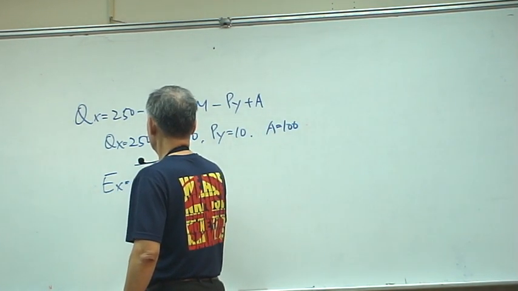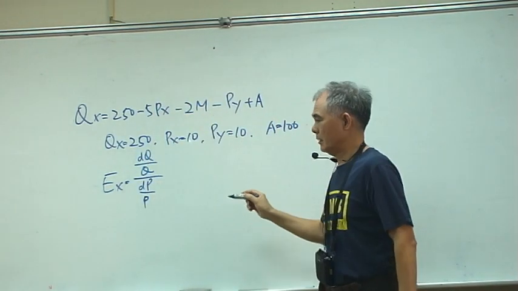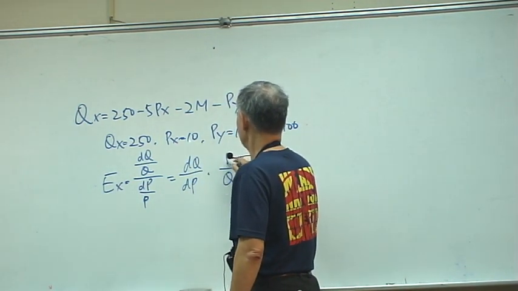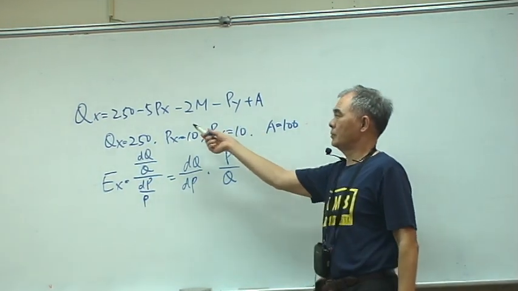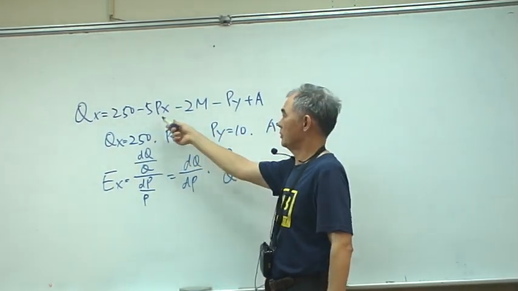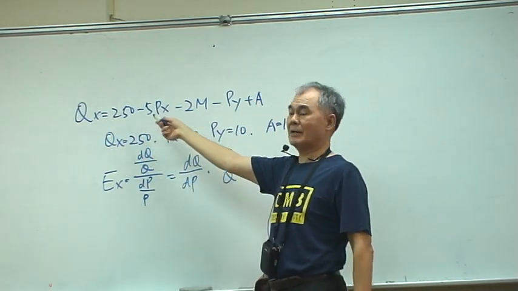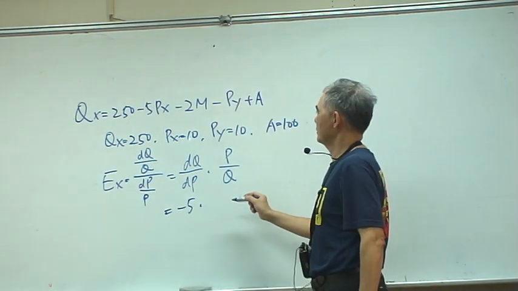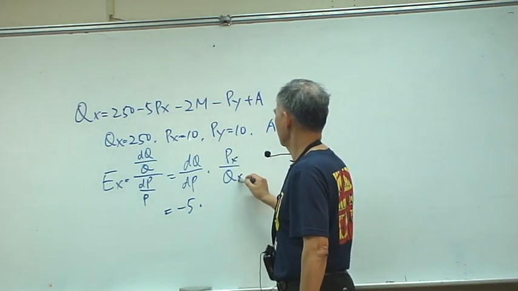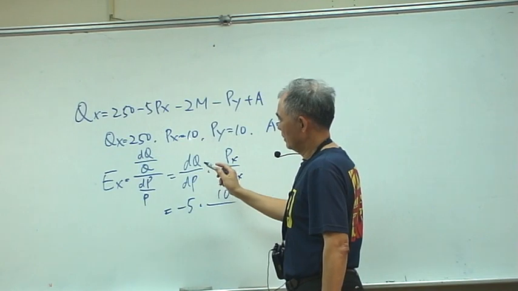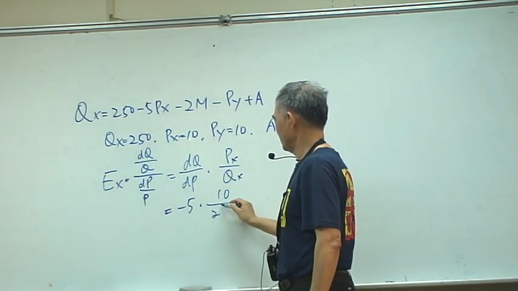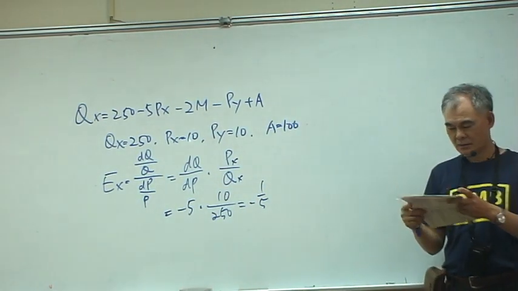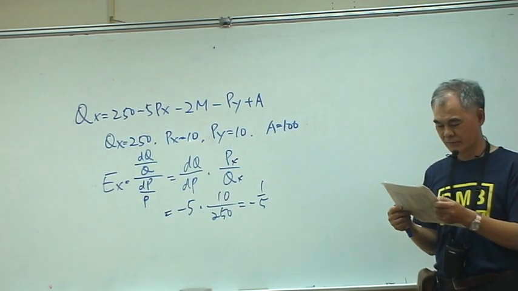So elasticity for X is dQ/dP, and then P over Q. So dQ/dP is the differentiation of the demand with respect to Px, so you have -5. And what's the price here? The price of X is equal to 10, and the quantity of X is equal to 250. So then this is what you have: -1/5. Okay? So the answer is D. Question 14, answer D.